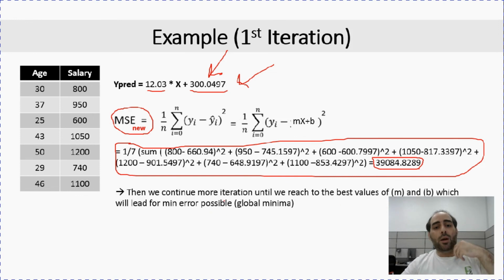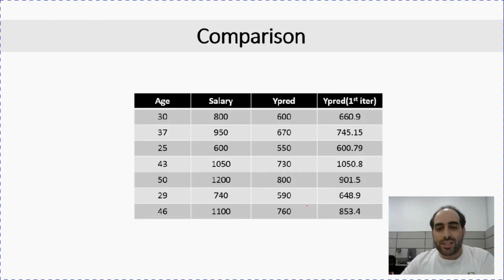So I will continue with more iterations until we reach the best values of m and b, which lead to the minimum error possible. And this is what we call the optimal point, or maybe we can also call it local or global minima. This is now a summary of what we have done.